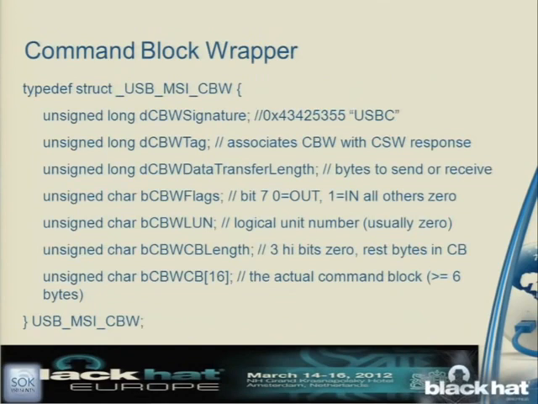So what does this command block wrapper look like? The host sends out this packet, and in there we have a signature, which is just USBC. It's a USB command block. Then a tag is kind of like when you're doing networking and you have to associate packets together. You have to be able to associate this command with the status that you get back later.